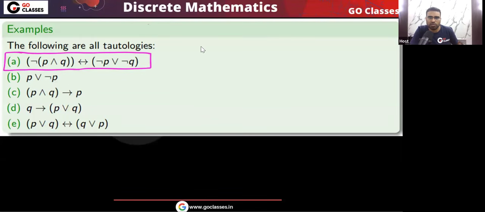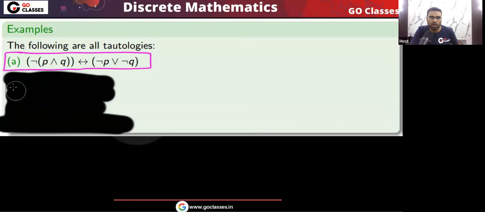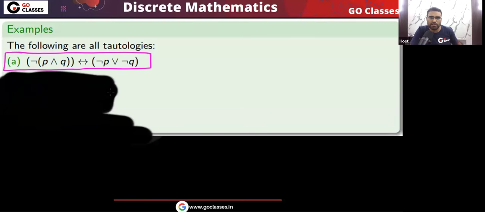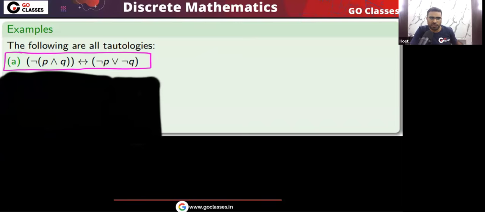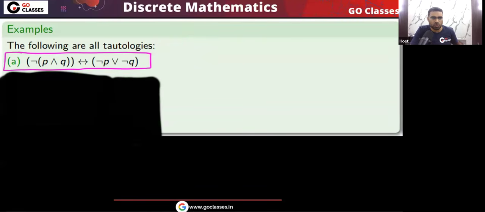Let me use the by case method. Again, I will use the by case method. The remaining you can take as homework. You have to prove that they are tautologies using the by case method, or you can use any other method. But this question you can take as homework. Now let me solve this question for option A. So we need to prove that this is a tautology.